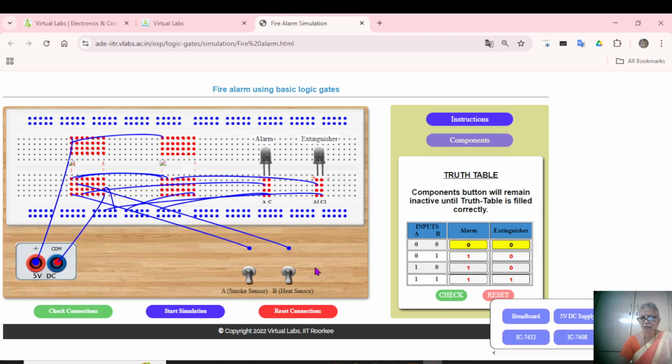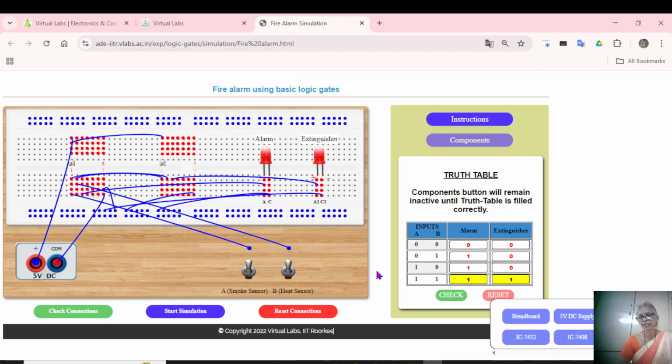So 0, 0. Suppose you give both of them 0, 0. Both the alarm and the extinguisher are off, that means there is no alarm and no requirement of an extinguisher. Suppose I switch on, what is happening? Smoke is coming. So first it raises an alarm. Only smoke, so first an alarm is raised. It is on. Also the heat sensor is on. That means something hot is happening. Then also the alarm will be on. What happens? That means there is smoke as well as heat. So the alarm has to be on and the fire extinguisher also has to be on.